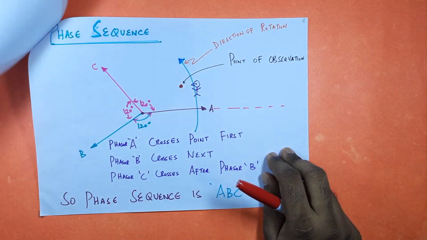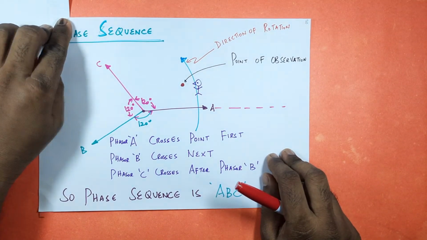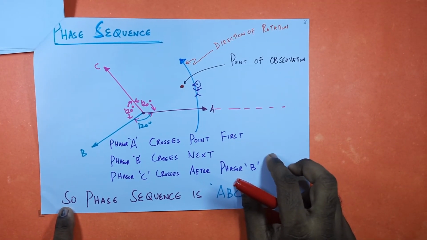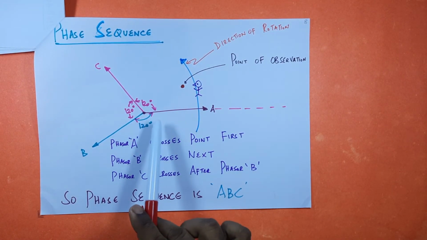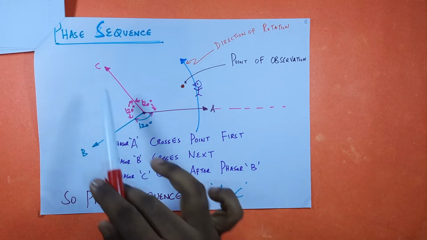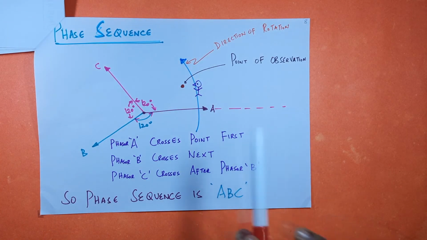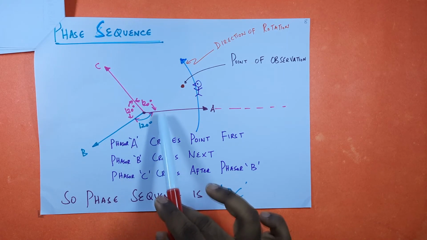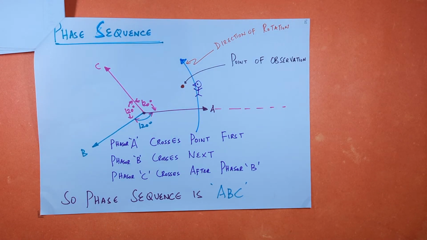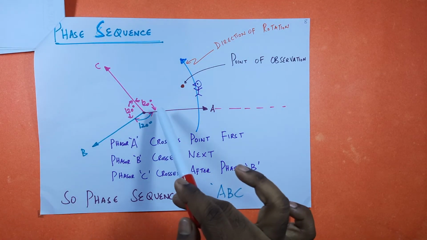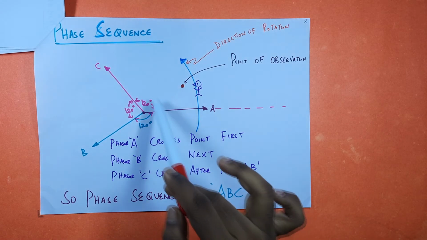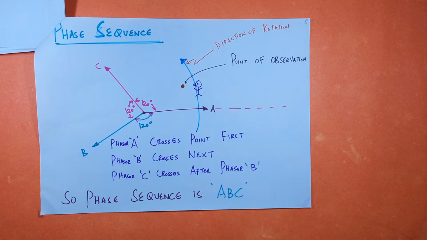And finally, just a recall of phase sequence. What is phase sequence? So this is your phasor diagram. We have 3 phases, A, B, C. Suppose this is the starting point. Between A and B, we have 120 degree phase difference. Between B and C, we have 120 degree phase difference. And again between A and C, 120 degree phase difference. Between the 3 phasors, we have 120 degree phase difference.